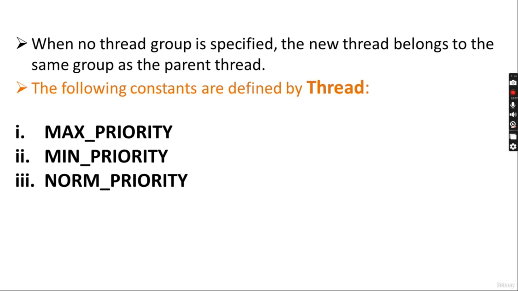Then MAX_PRIORITY, MIN_PRIORITY. The following constants are defined by Thread: MAX_PRIORITY, MIN_PRIORITY, and NORM_PRIORITY. This priority we have already seen, we have already understood in detail in multi-threaded programming.